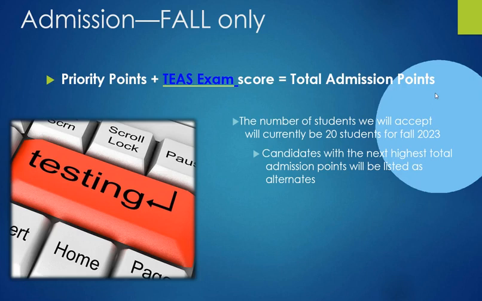So the total admission points for the fall of 2023, all the top 20 who got in had a total score of 82 or higher. So we have the top 20 students get in, we do about 5 alternates, and then everybody else gets a decline letter. So that's really how the priority points work.